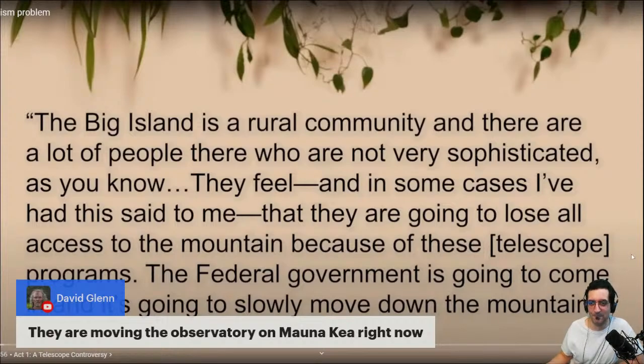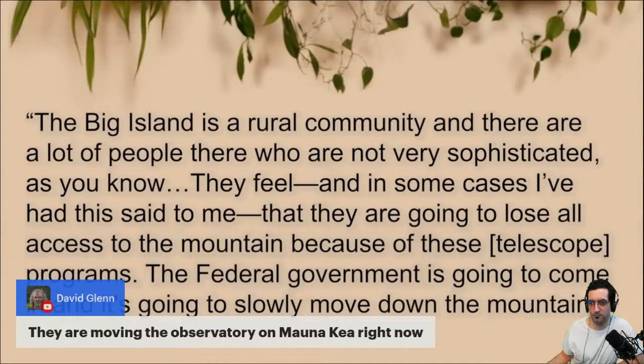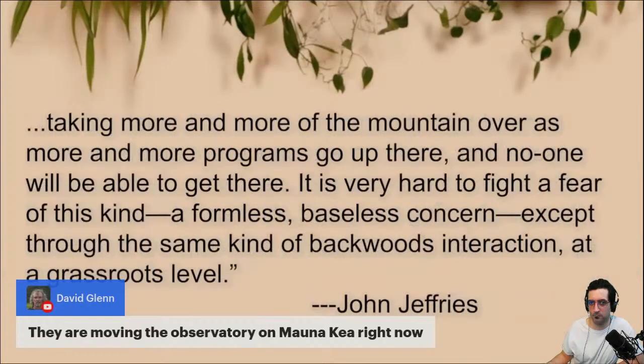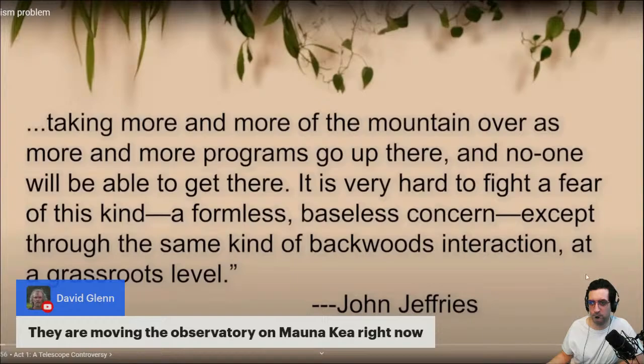you know, they feel, and in some cases I've had this said to me, that they are going to lose all access to the mountain just because of these telescope programs. The federal government is going to come in, and it's going to slowly move down the mountain, taking more and more of the mountain as more and more programs go up there, and no one will be able to get there. It is That kind of happens to everybody in this country, however.